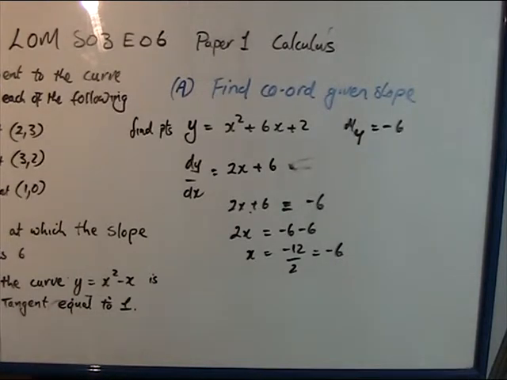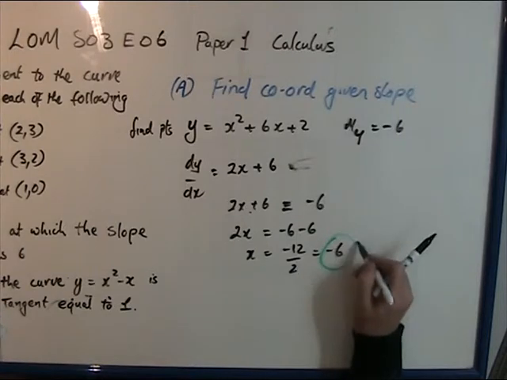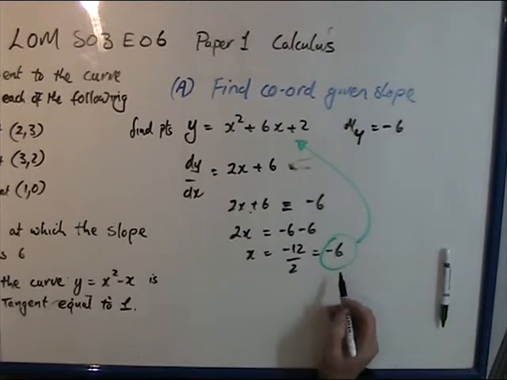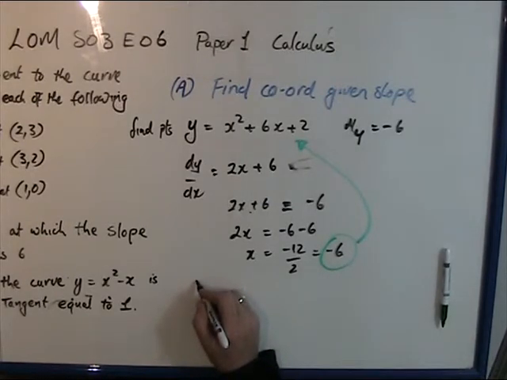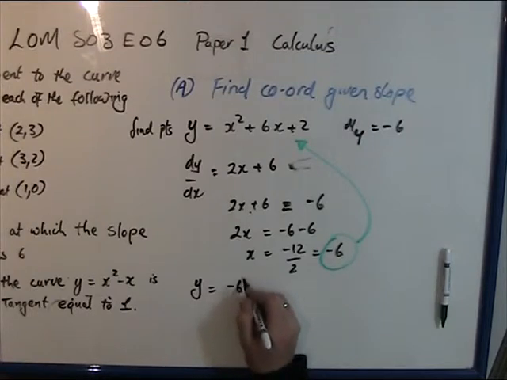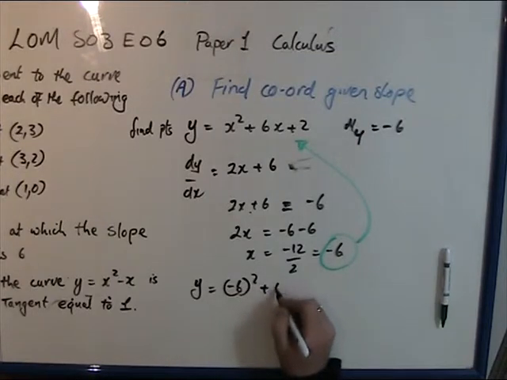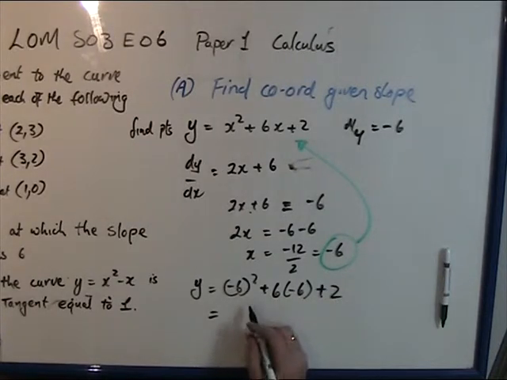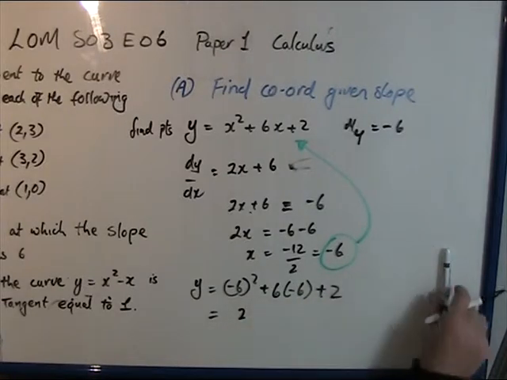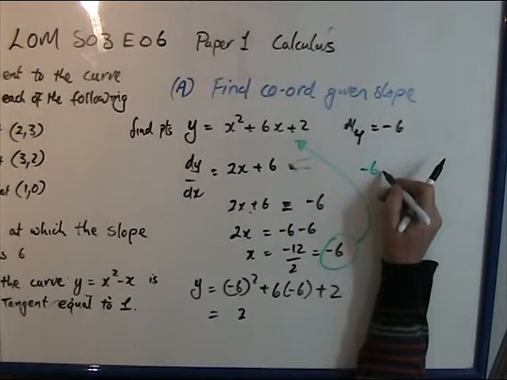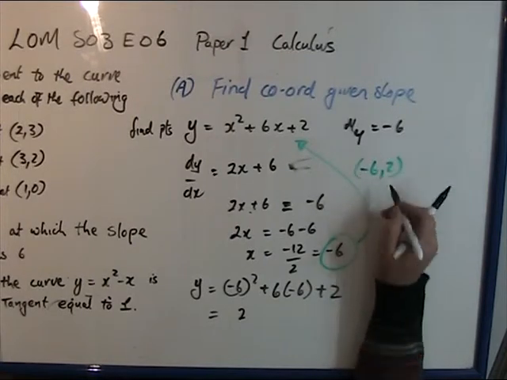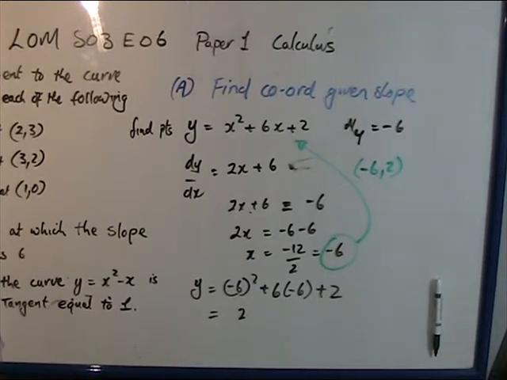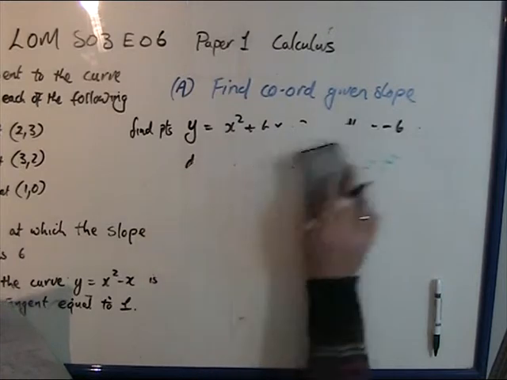Now you can substitute the minus 6 into the original formula. It's always the original formula, even for simultaneous equations. So when x is equal to minus 6, y is equal to minus 6 squared plus 6 times minus 6 plus 2. You see what I'm doing? And y works out as 2. So that's the solution: minus 6 for x and 2 for y is the point on that curve when the slope is equal to minus 6. Okay? So that's finding the coordinates given the slope.